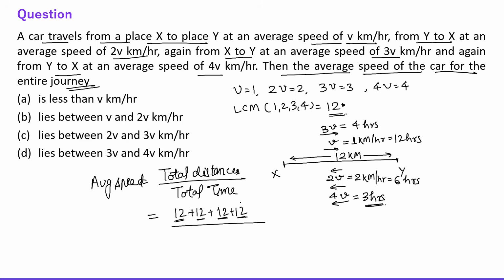And what time is he taking? For the first time he is taking 12 hours, then 6 hours, then 4 hours, then 3 hours. So this is in kilometers and this is in hours. So this is 48 divided by 12 plus 6 plus 4. This is 22. 22 plus 3 is 25. So this is 48 divided by 25, which is very much close to 2. But it is less than 2, but very much close to 2. Right? This is very much close to 2.